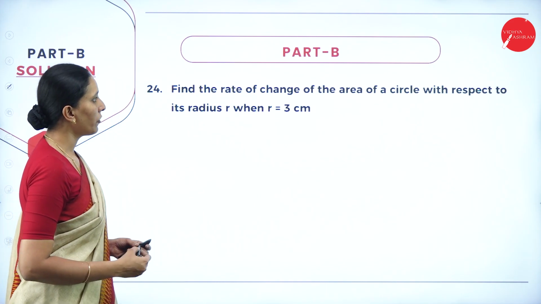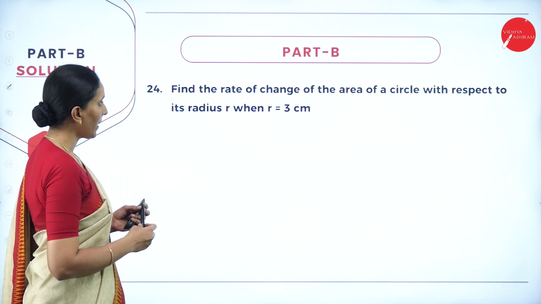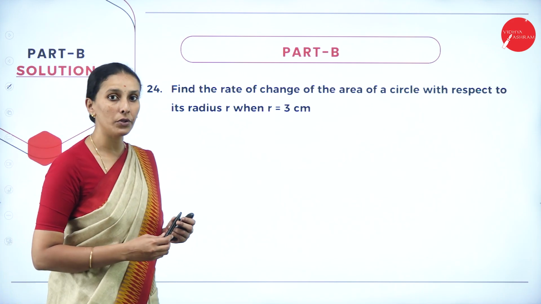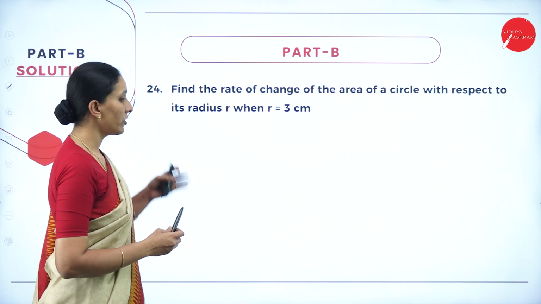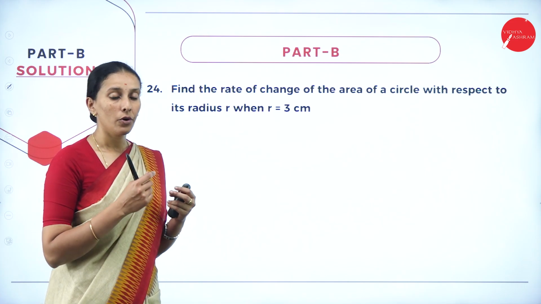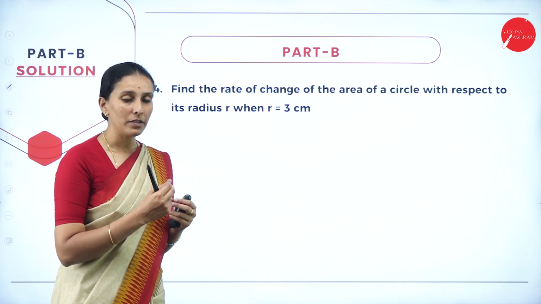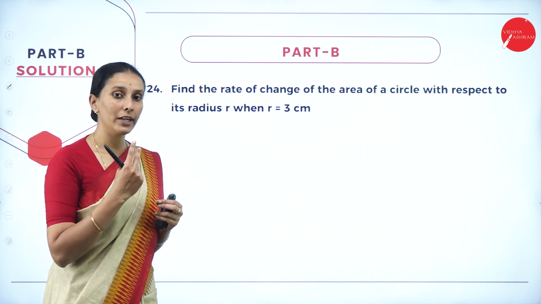Next, find the rate of change of area of a circle with respect to its radius when r is equal to 3 centimeters. So this is a question from application of derivative, under 2 marks. From the chapter application of derivative, you will get 2 questions.